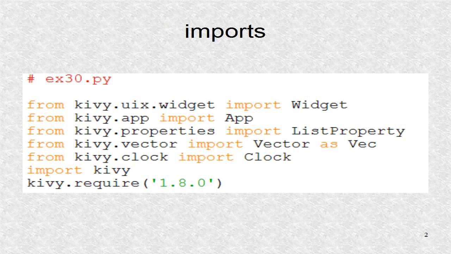2. These are the imports. The balls and walls will be based on the widget class, as will be the root class. The list property will be used to hold the ball's velocity. We will use the vector class to write the math equations. The clock will set the frame rates for the two balls. We require the Python program run with a Kivy version of 1.8.0 or higher.